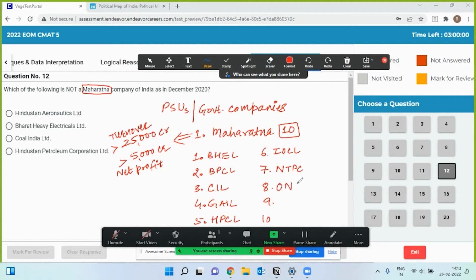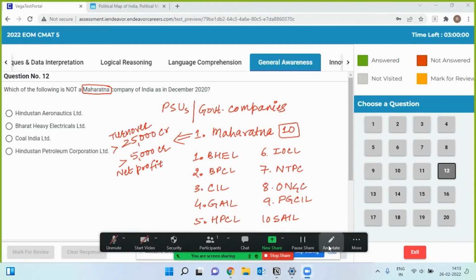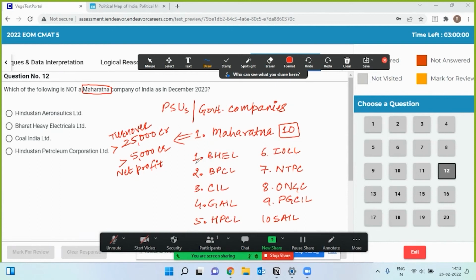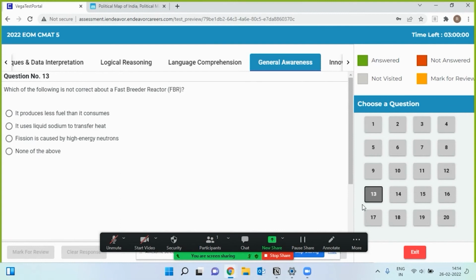Seventh is National Thermal Power Corporation Limited or NTPC. Eighth is Oil and Natural Gas Commission, ONGC. Ninth is Power Grid Corporation of India Limited, PGCIL. And 10th is Steel Authority of India Limited or SAIL. So these are the 10 Maharatna companies in India. All right. So which becomes the correct answer? The question is about which of the following is not a Maharatna. So the correct answer will be Hindustan Aeronautics Limited. So this is question number 12.